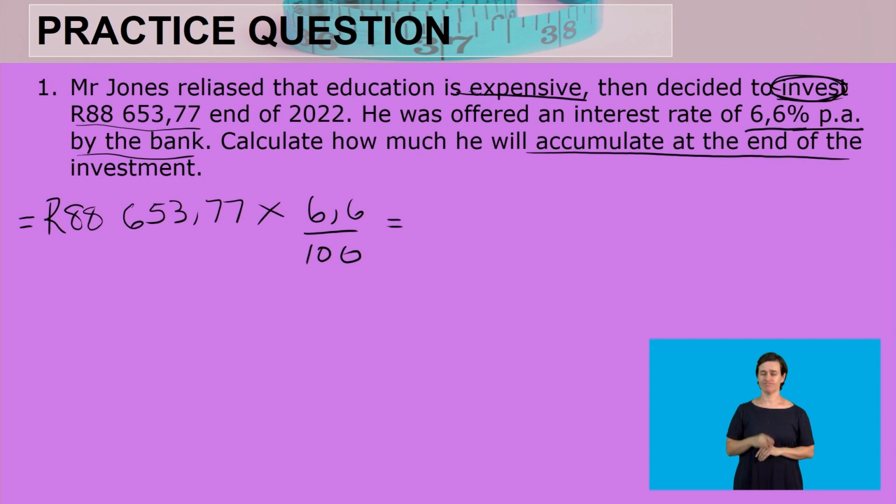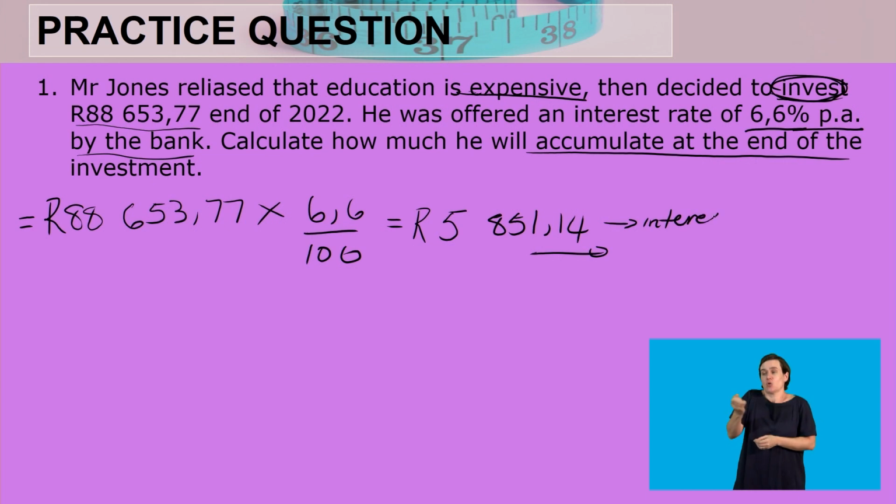Then let's find out the total interest that will be earned on this investment. So by the end of the year, you will have accumulated 5,851 rand 14 cents. But that's only the interest. So now let us calculate the total amount that will be accumulated at the end of this investment.